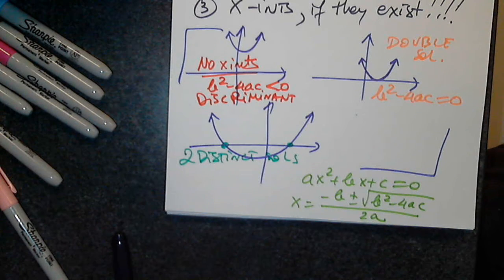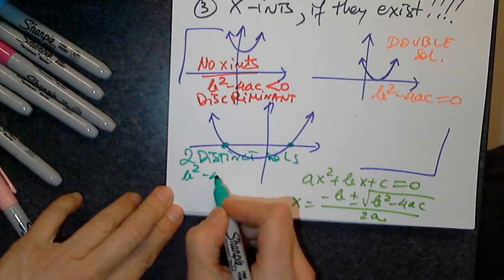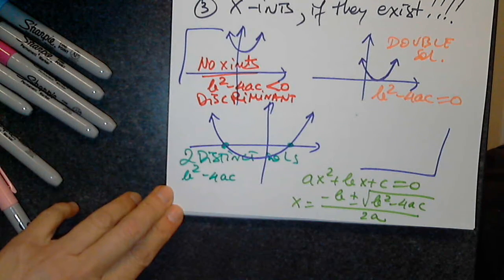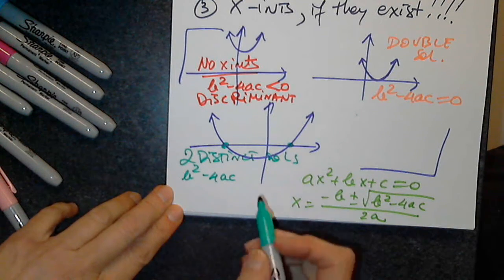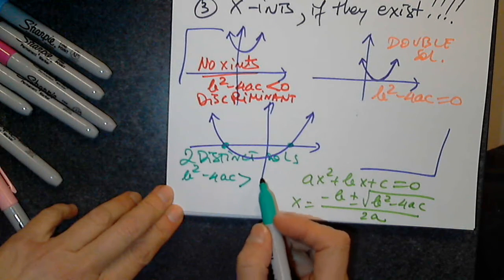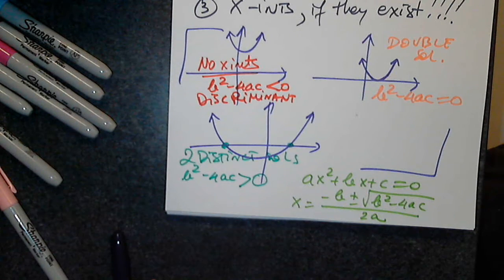Good. And can anyone say anything about the discriminant? Absolutely. Not greater than or equal, but just greater than. 2 distinct solutions, this must be a positive number. Let's say it's the square root of 4, so I get 2. So I get negative b plus 2 over 2a, and negative b minus 2 over 2a.